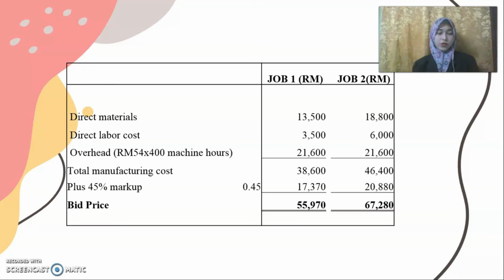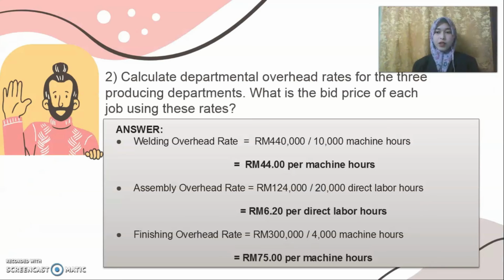We add a 45% markup, and we get the last answer for the bid price, which for job 1 is 55,970, and for job 2, 67,280. For the second question, calculate the departmental overhead rate for the 3 job producing departments.